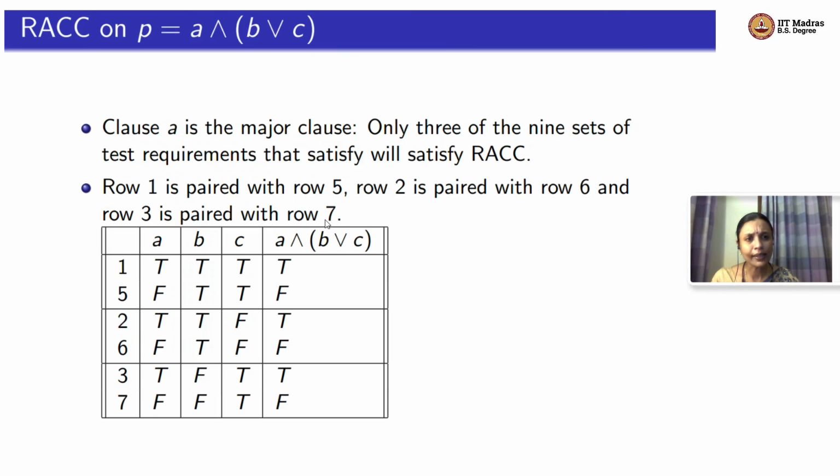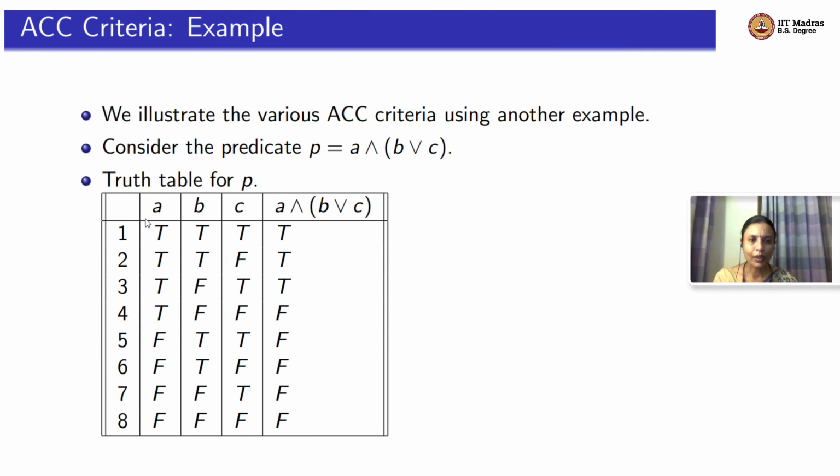Let's take the same clause and look at what the test requirement for restricted active clause coverage is. Again, for A being the major clause, you can similarly work out for other clauses. Suppose A is the major clause. What does restricted say? Minor clauses take exactly the same values when the major clause is true and when the major clause is false. So in this truth table, let's say A is the major clause. A becomes true once, A becomes false once. So I could choose any of the rows 1, 2, 3 and 4 for A being true, or any of the rows 5, 6, 7, 8 for A being false.